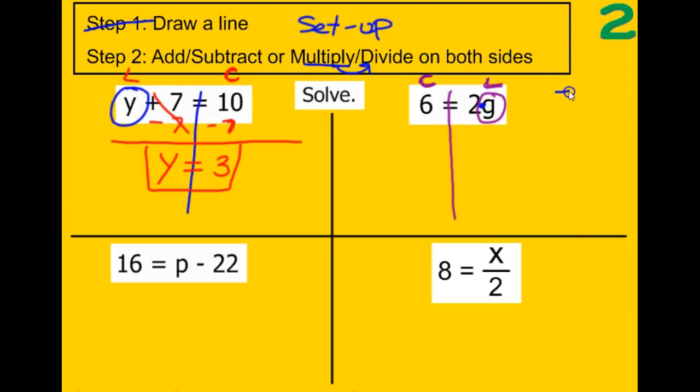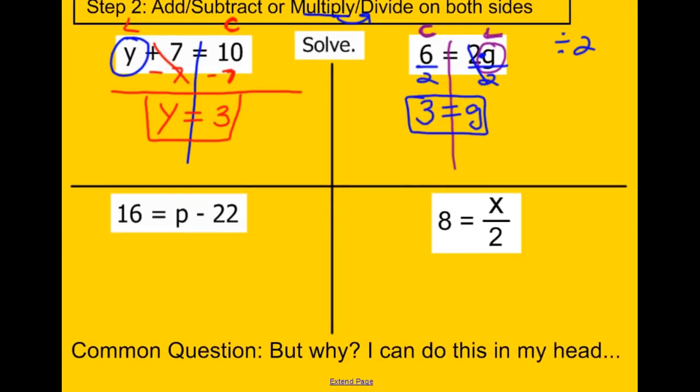So instead of doing the dot dot divide by 2, I'm going to just do the line, which means divide by 2. Divide by 2. A short little line there. So 2 over 2 is just 1. So we have 1g. We don't really need to write the 1 because we know there's 1g here. And 6 divided by 2 is 3. So our answer is 3.